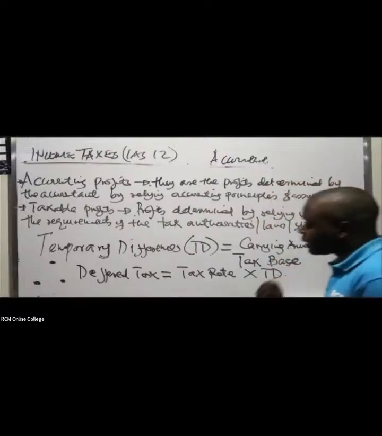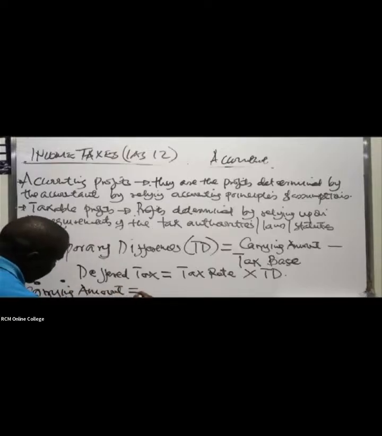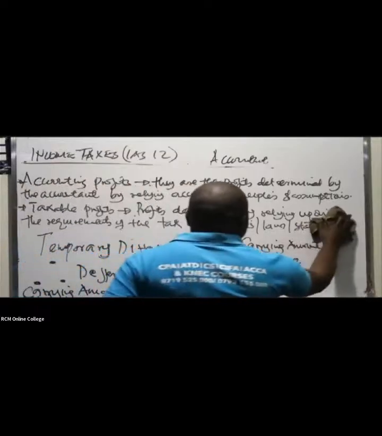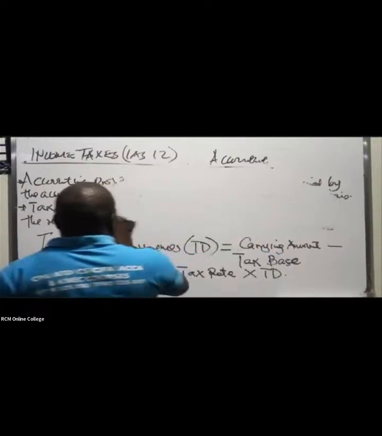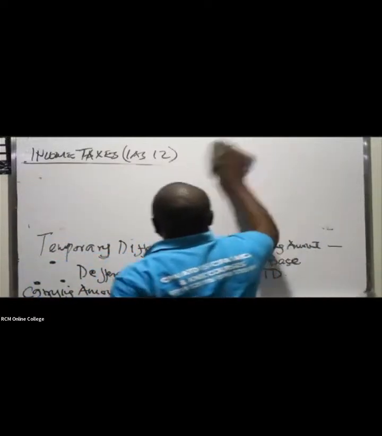Under this, write: what is carrying amount? You need to understand what the carrying amount is. Then you write this: it is the net book value, or the amounts shown in the financial statements. It is the net book value, this carrying amount.